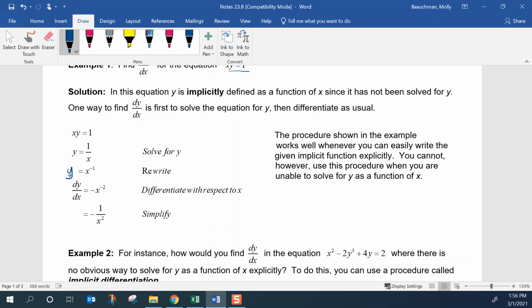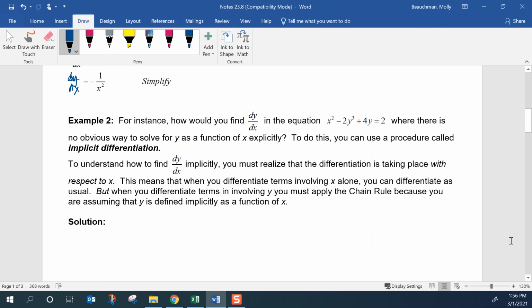When we take the derivative of the left-hand side, the derivative of y with respect to x is dy/dx. It is equal to, applying the power rule, negative x to the negative 2. So the derivative is negative 1 over x squared. But what happens if you can't solve a function for a particular variable?